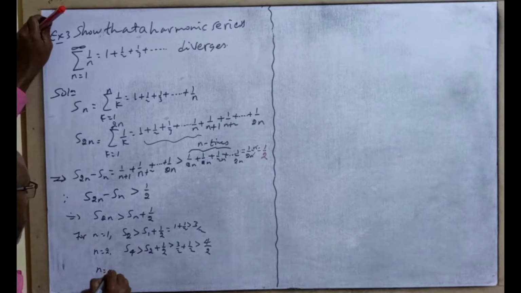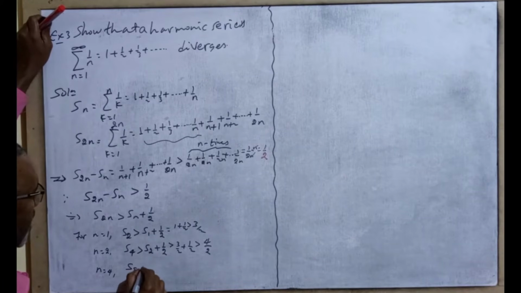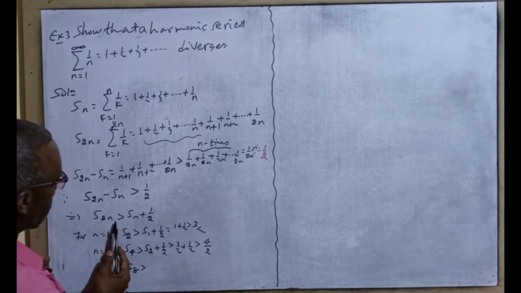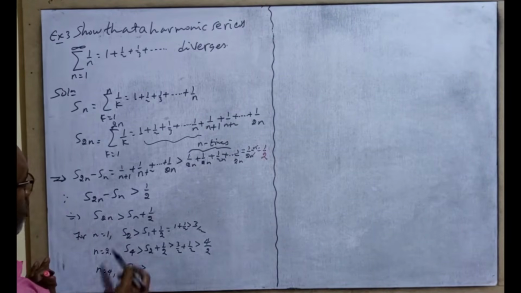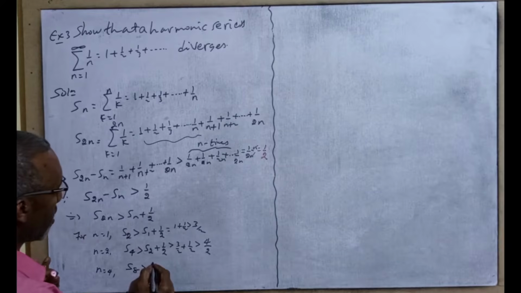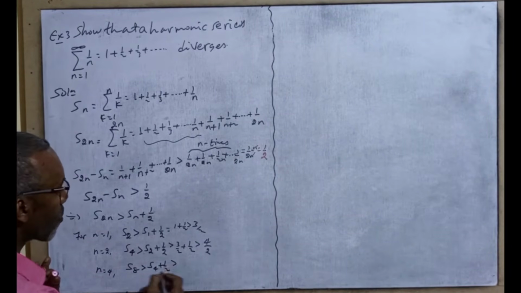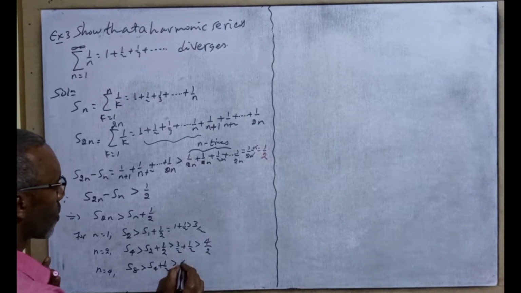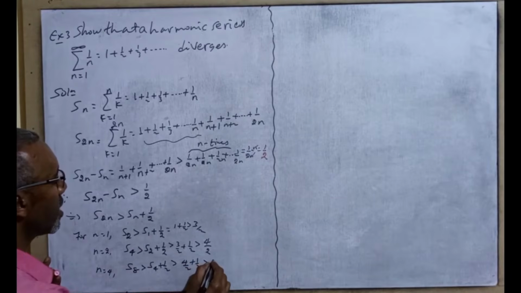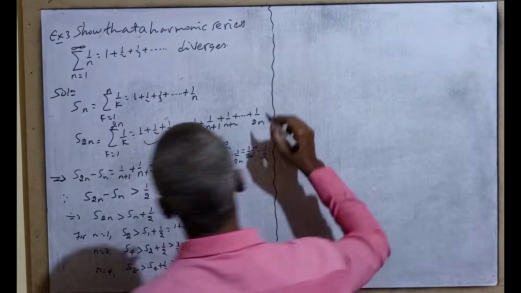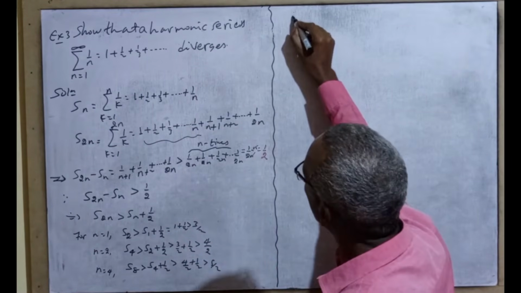If we take n equal to 4, we get s8. s8 is greater than s4 plus 1 over 2, since 2 times 4 is 8. This is greater than s4, which is 4 over 2, plus 1 over 2, which is greater than 5 over 2. If we continue like this.